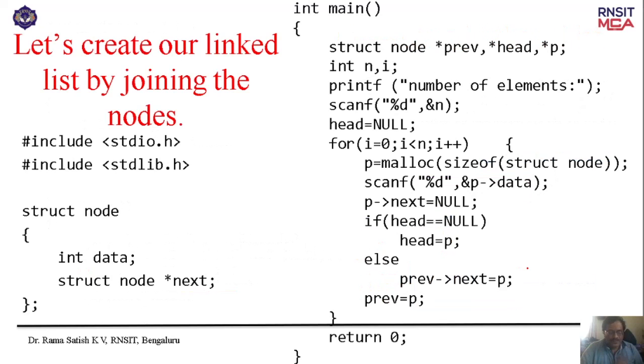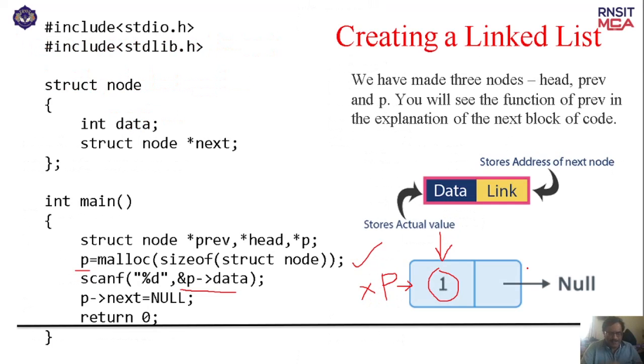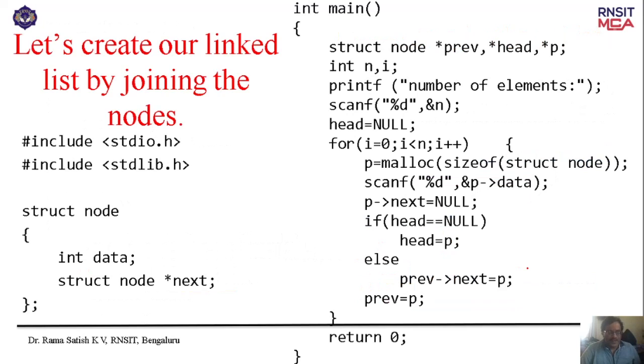Now let's create our own linked list by joining nodes. In the previous example, we created only a single-node linked list. But in this program, I want to create many nodes, and that is decided by the user. The user will decide how many nodes he wants to have.